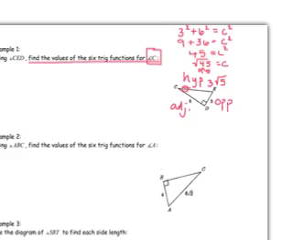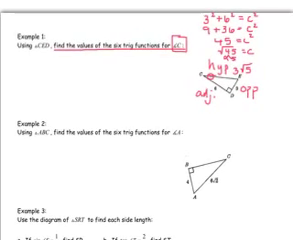Okay, so now we're actually going to answer the question. We're going to find the values of the 6 trig functions. So let's start with sine. So sine, and we're talking about angle C, is equal to. If you want to remind yourself of SOHCAHTOA, I like to write it like this so that I remember I'm talking about a ratio. SO over H, CA over H.